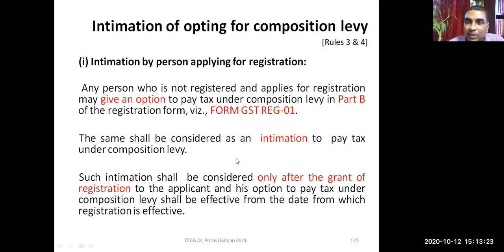Okay, and once he mentions that he is opting for composition scheme, it will be considered as an intimation to the department. But that particular intimation shall be effective only after the grant of registration certificate. Suppose today you are applying, let us say registration certificate you are getting after 7 days. Then only after 7 days, this particular composition scheme will be effective for that person. Okay, understood this? Are you getting me?